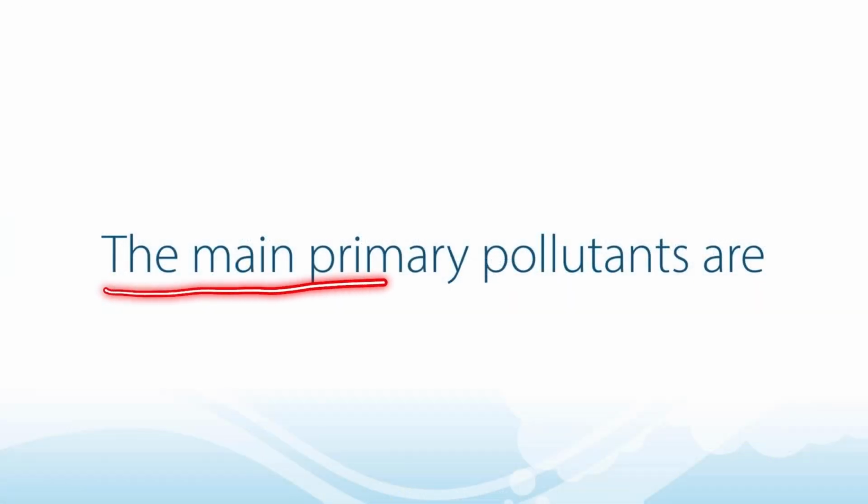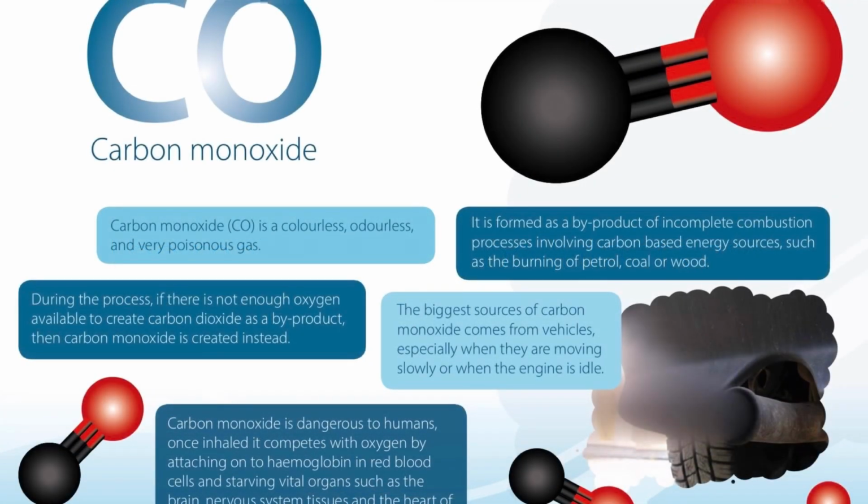Next, we will see a brief overview of the primary pollutants. So, the first primary pollutant we are discussing is carbon monoxide. There is a triple bond between carbon and oxygen. Carbon monoxide is a colorless, odorless, and very poisonous gas. So, how is it formed?